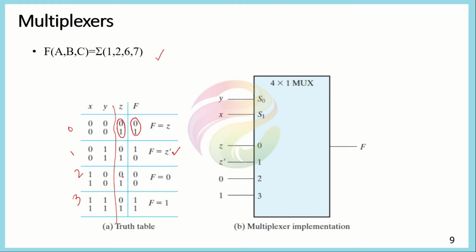Similarly, for the third case, we have X and Y equal to 1, 0. In this case, you see that the next combination, the fourth and fifth min terms, are both representing the value of 0 here. So for both of these terms, we would have a 0 at the output.